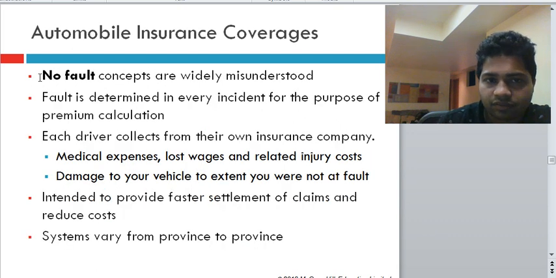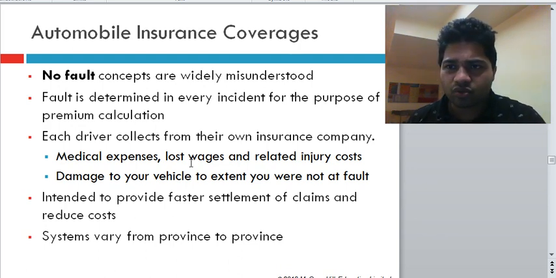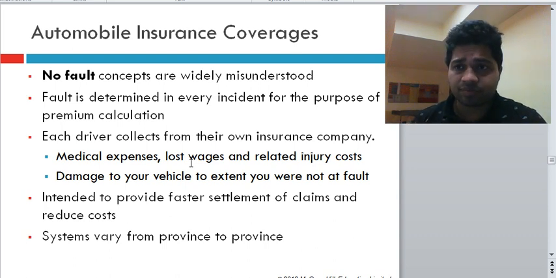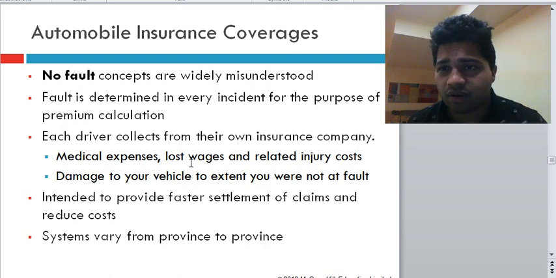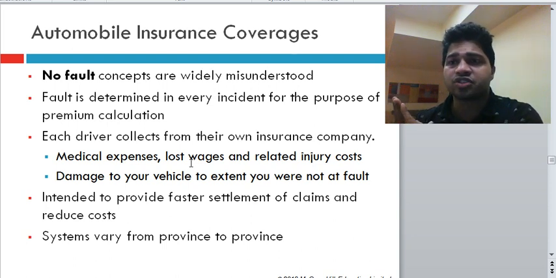So all three possibilities. No-fault concepts are widely misunderstood. Fault is determined in every incident for the purpose of premium calculation. Each driver collects from their own insurance company. So if you're driving a car and you meet with an accident, the best thing to do is call 911, call the RCMP or city police, wherever you belong, and register a complaint. Do not argue with the other driver, do not try to determine whose fault it is. Generally get the information from the other driver, two things: his license number along with his insurance details, and you go to your place safe and sound. That's more important than fighting and arguing.